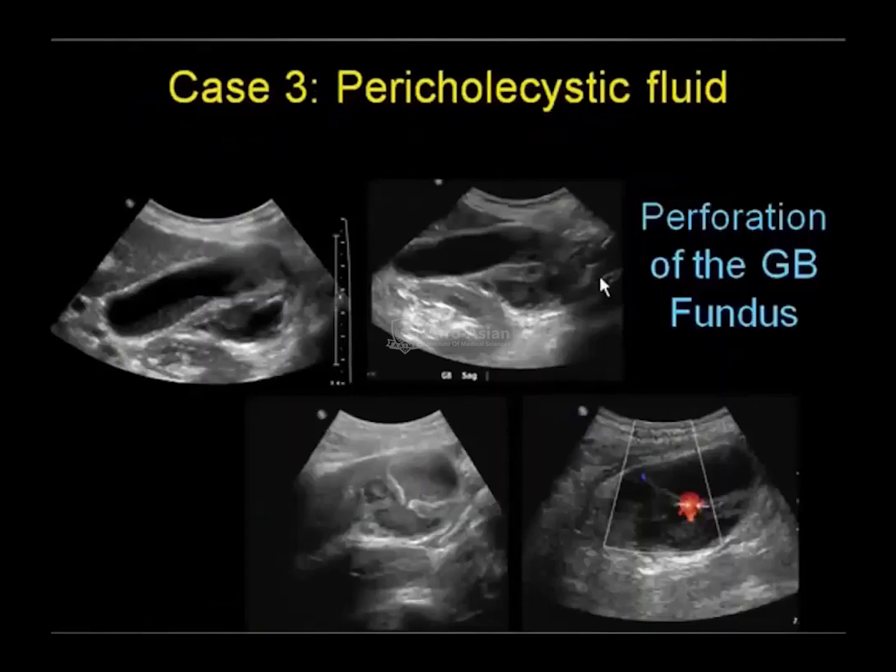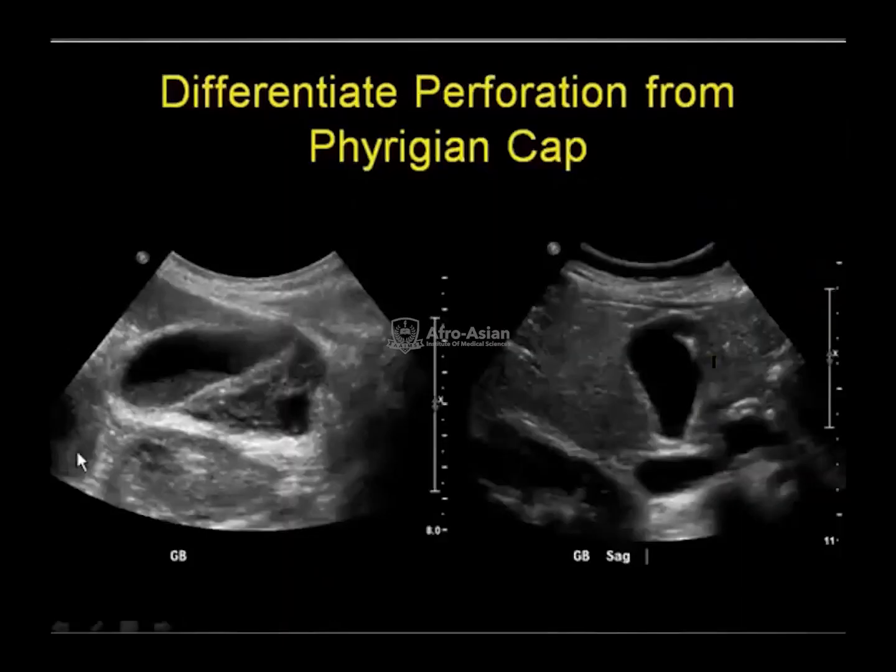This is another case in which pericholecystic fluid is present, this one. And this was a perforation of the gallbladder. Here you can see the discontinuity, and fluid is moving, the bile or debris is moving from this end to this end, so we are getting colors because of the movement. Presence of color doesn't mean that there is blood, it means there is movement. Differentiate perforation from a Phrygian cap, which is an anatomical variant. This is the Phrygian cap on the gallbladder, and this was the perforation from here.